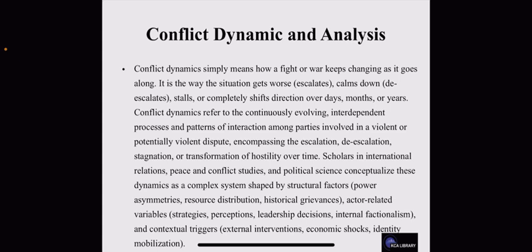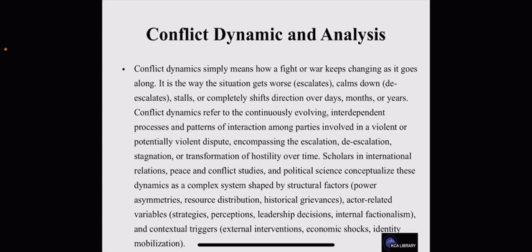Conflict dynamics simply means how a fight or war keeps changing as it goes along. Just like we mentioned earlier, it is a process whereby we try to monitor how a conflict or a crisis is going. Maybe it is escalating or de-escalating. Escalation is the way the situation gets worse. De-escalation is the way the situation calms down. It can also be the way the situation stalls or completely shifts direction over days, months, or even years.